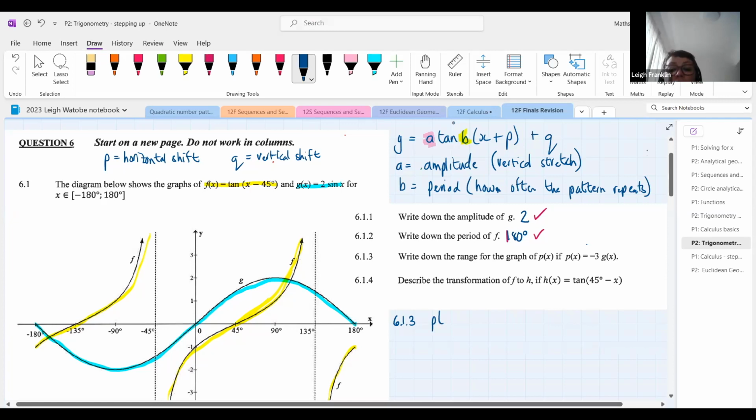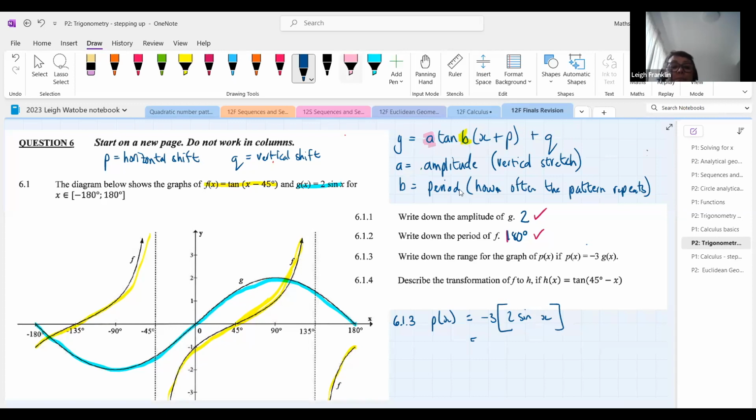So in other words, not that you'd need to write this, but hopefully this explains it a little bit more. You are going to take -3 and multiply that by g of x. So g of x is 2 sine x, like so. Okay, so that is actually going to give us the graph -6 sine x.